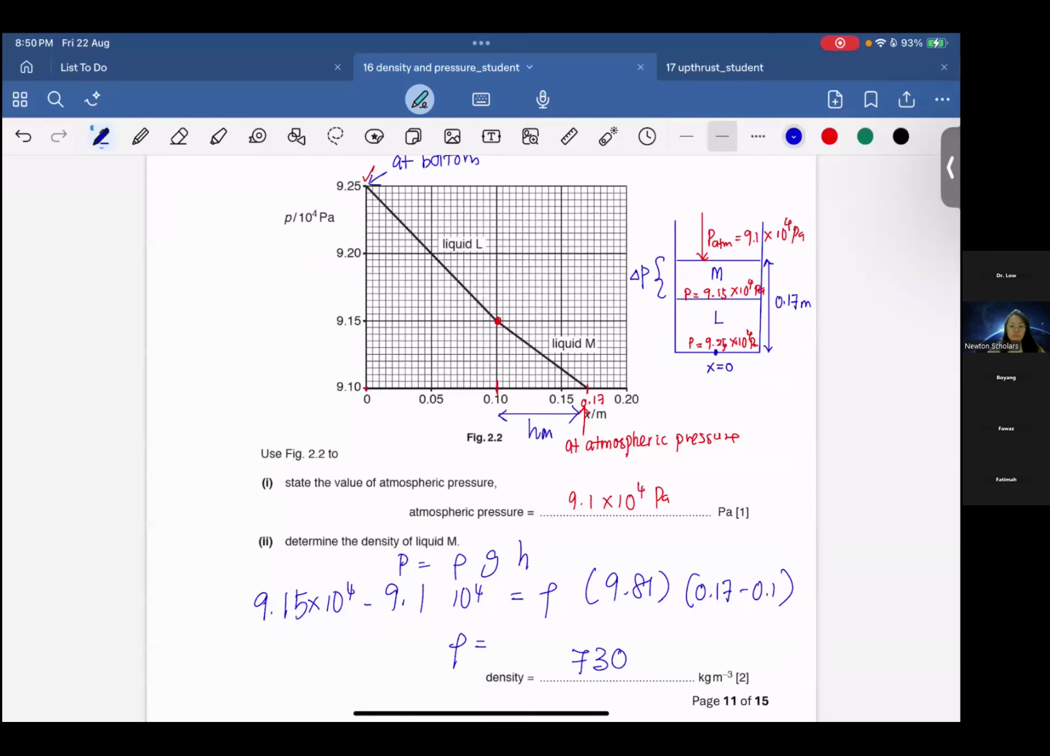Liquid M. M is at the top, yes. Then after that, you find the pressure difference for the M part. Then you find the h for the N part. The rest is all self-practice. You have to practice by yourself.